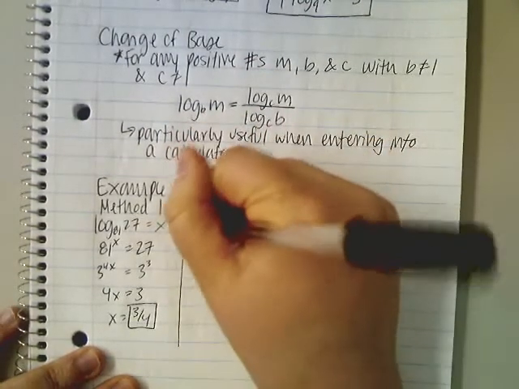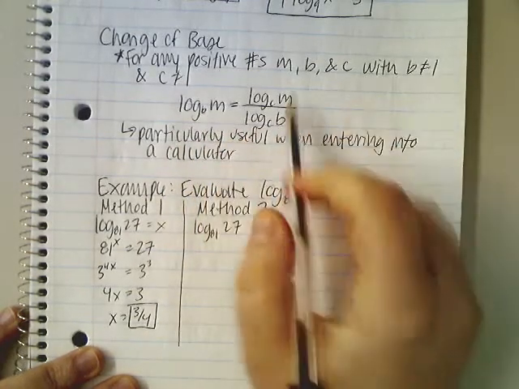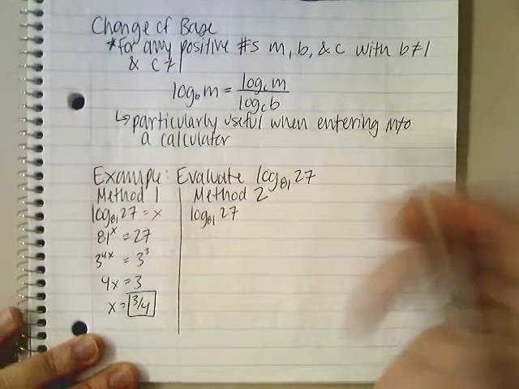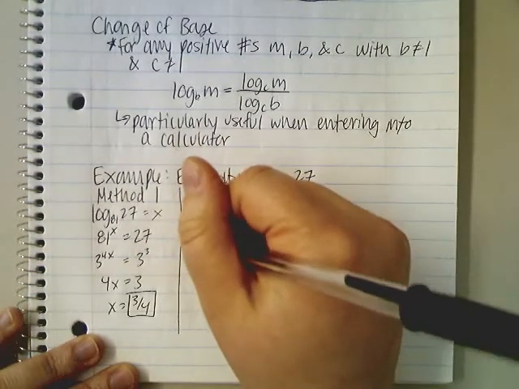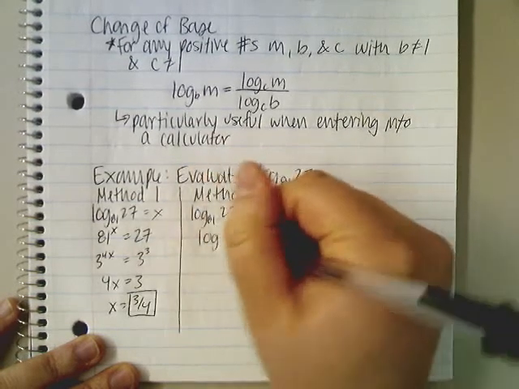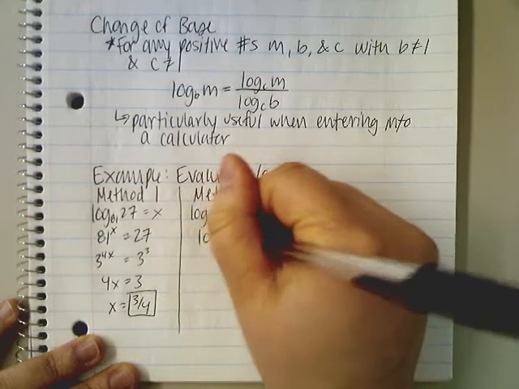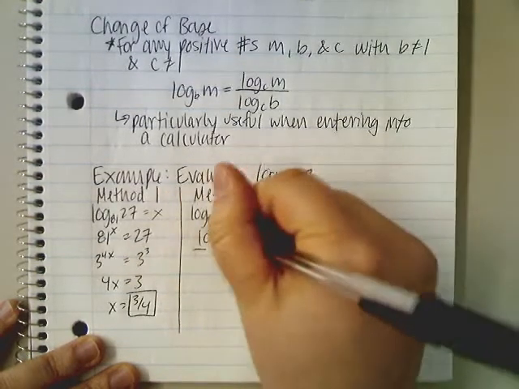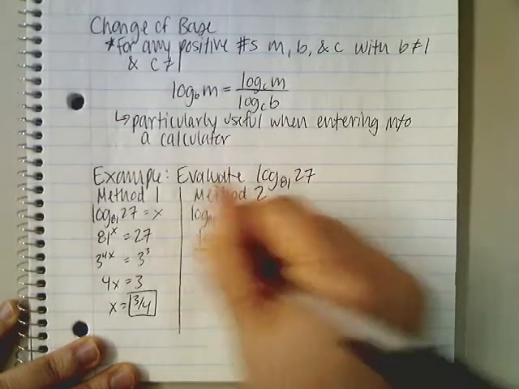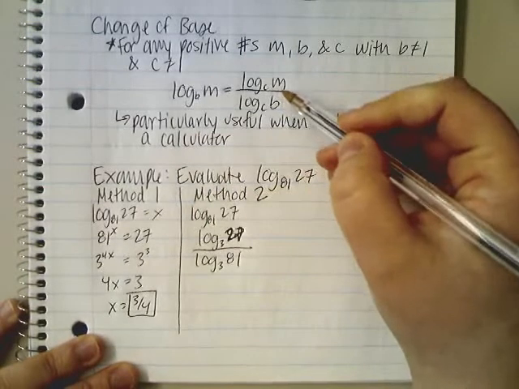if I had log base 81 of 27, I can use this change of base formula. So this is where I'm using the change of base formula. And the way I do that is, we can do it algebraically without a calculator first. So I know that these are both powers of 3, so I could rewrite it as log base 3 of 27 over log base 3 of 81. So again, this is how you use the change of base formula.